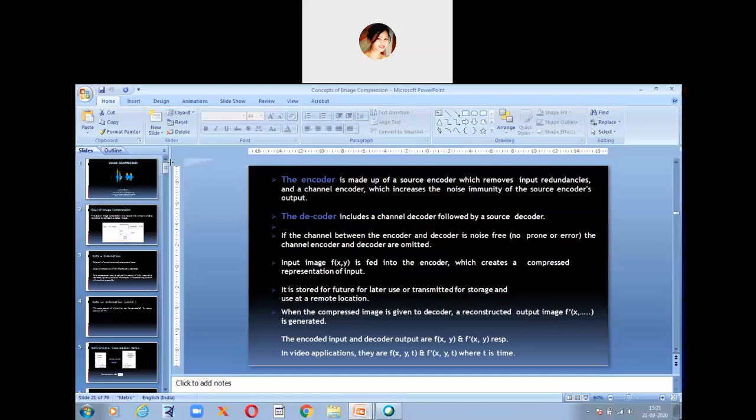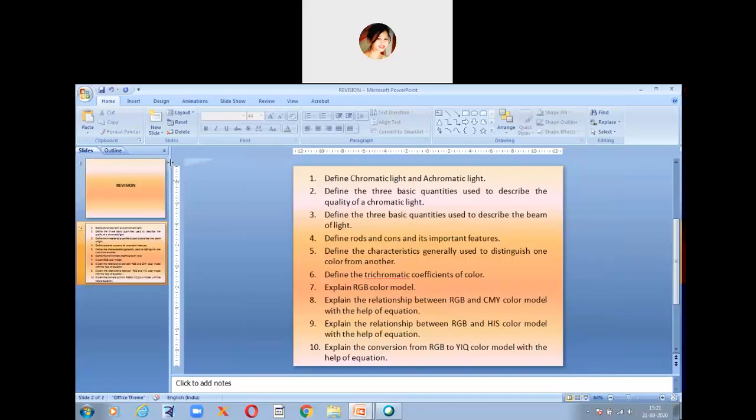Do you remember color models? What is color? What is RGB? What is HSI model? Do you remember these terms? Can you do this revision today if I give it to you?